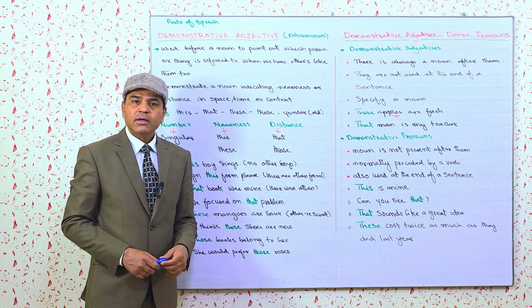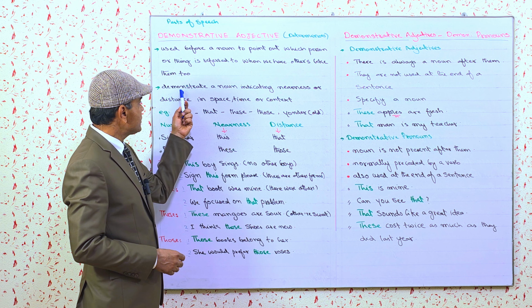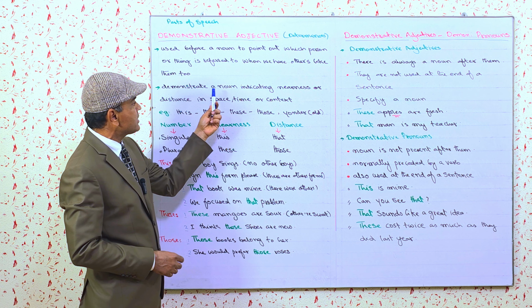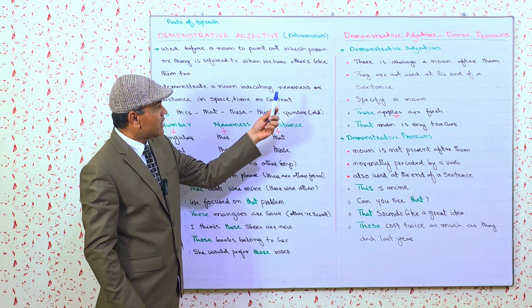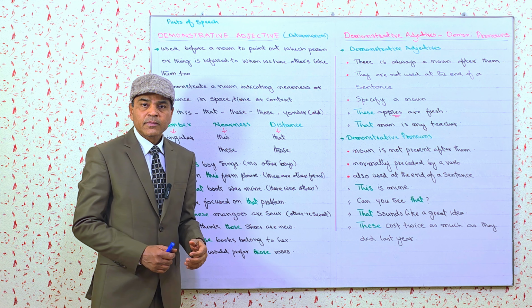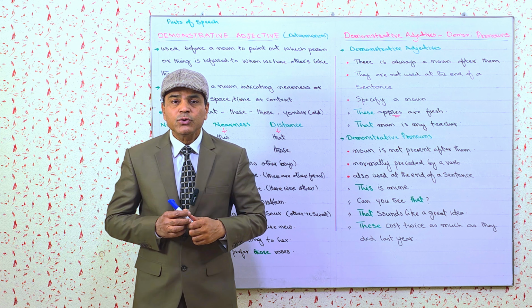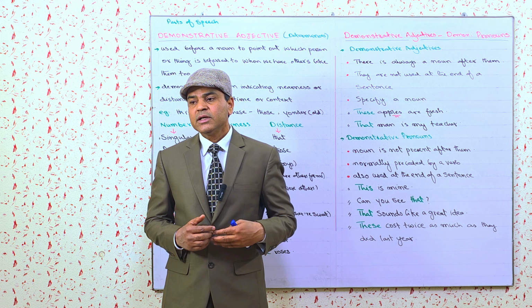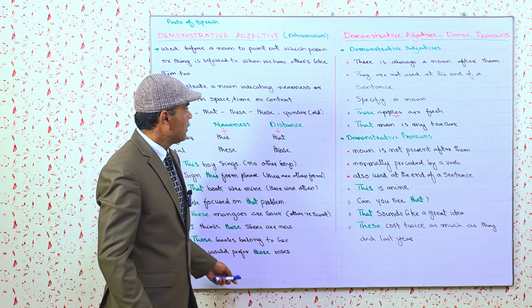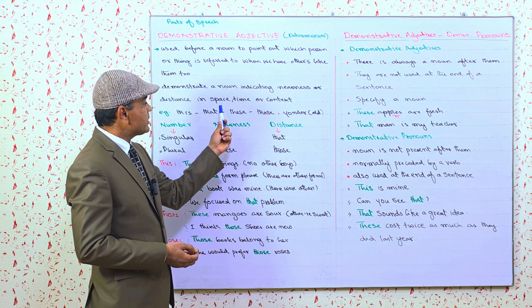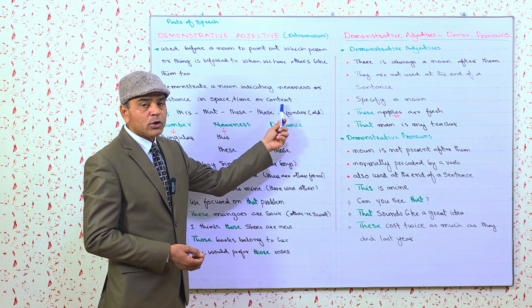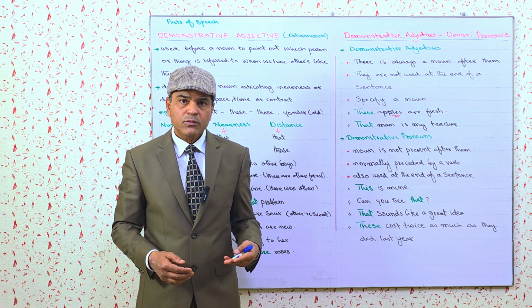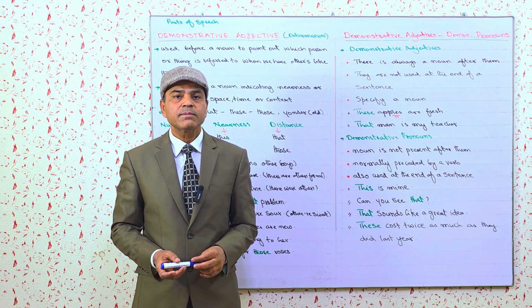Then the second point to be learned is that demonstrative adjectives demonstrate a noun indicating nearness or distance. Demonstrative adjectives may be used to indicate something that is near to us or something that is at a distance from us. In what sense? In the sense of space, time, or context. If in a space there is something far or near to us, we also use demonstrative adjectives.